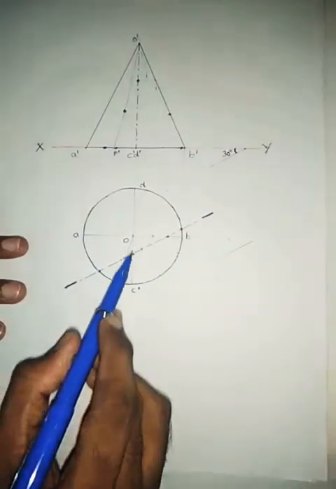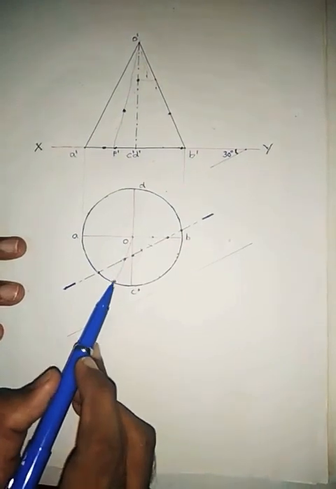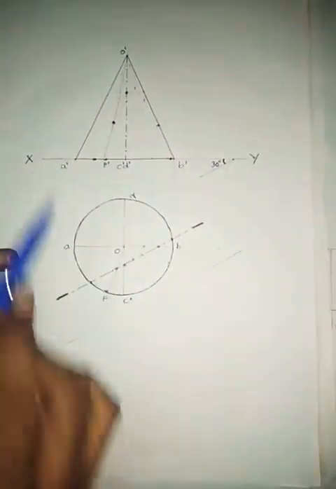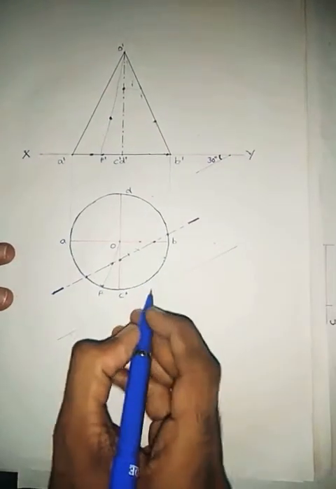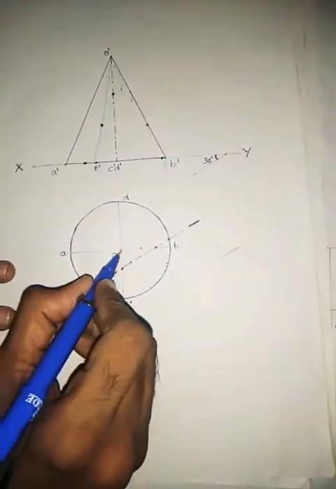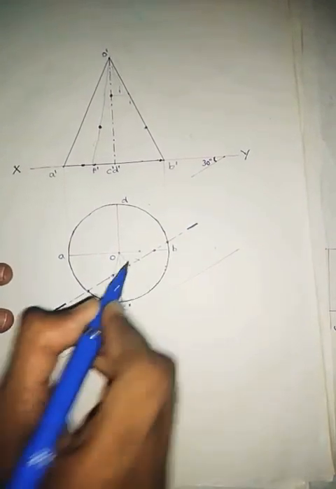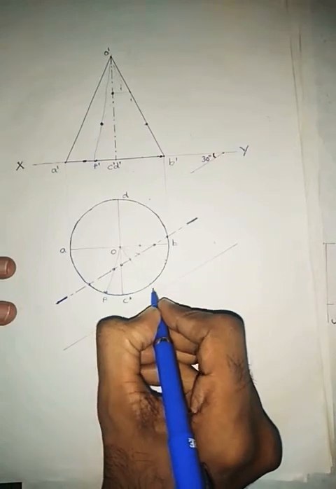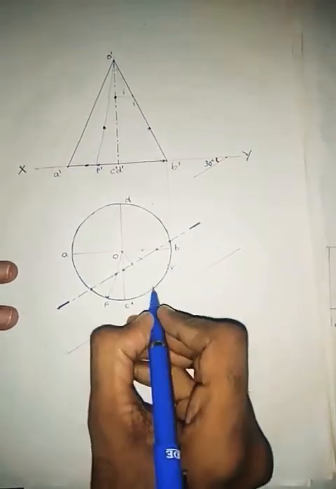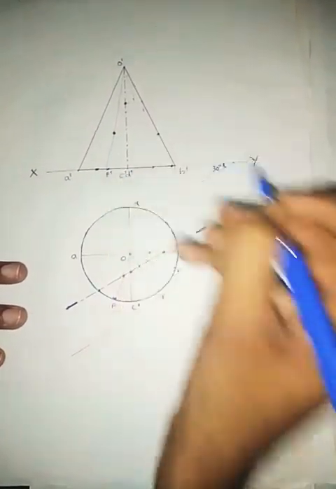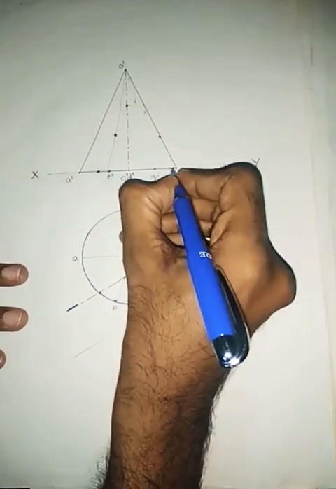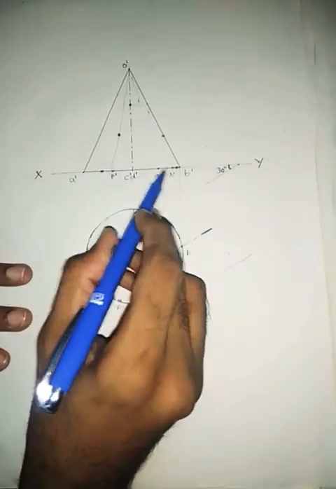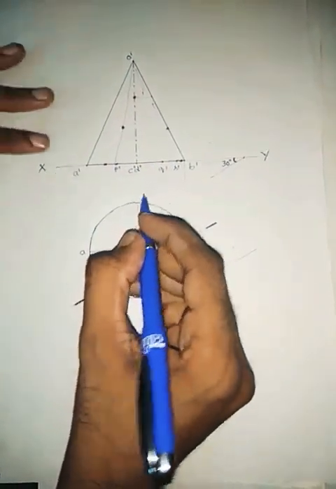So I just drew a random generator, I transferred it to a front view. I'll be getting P dash, join P dash to O dash, then transfer this point. Similarly, draw random generators like this. I'm drawing another generator like this, and another generator like this. I'm naming this as Q, this as R. Projecting them, I'll be getting Q dash and R dash somewhere here and here.